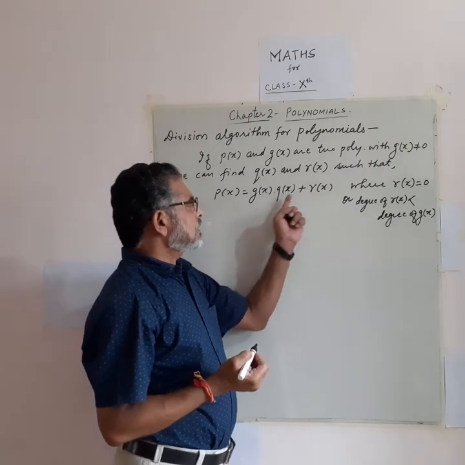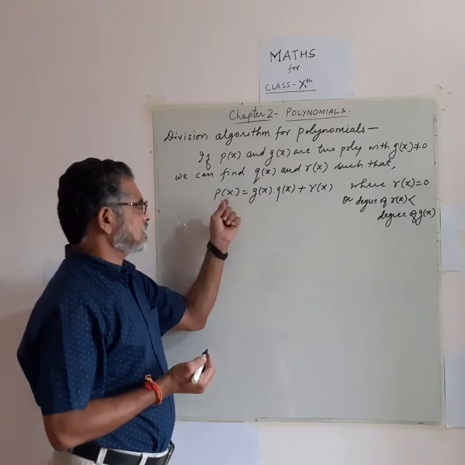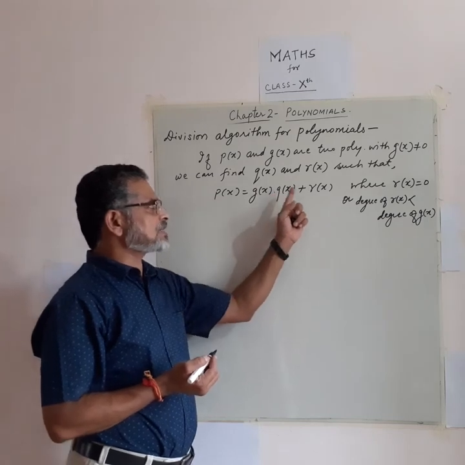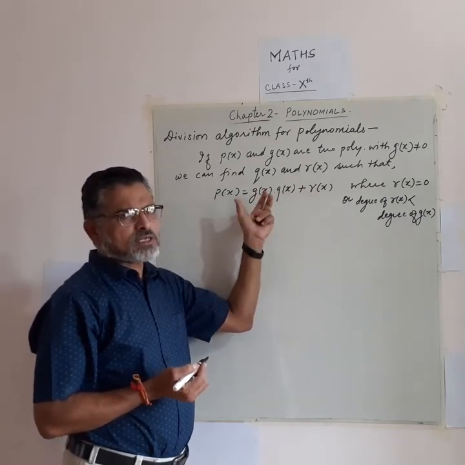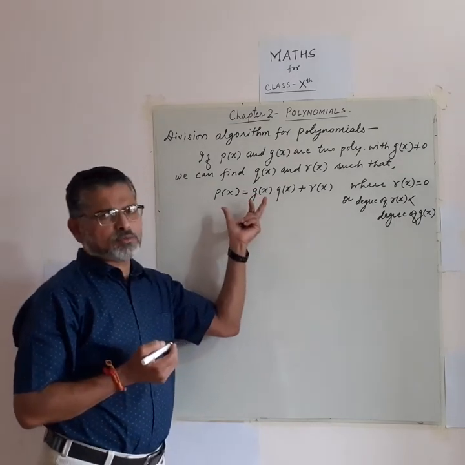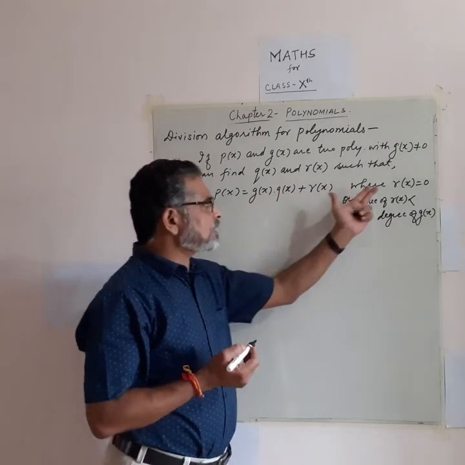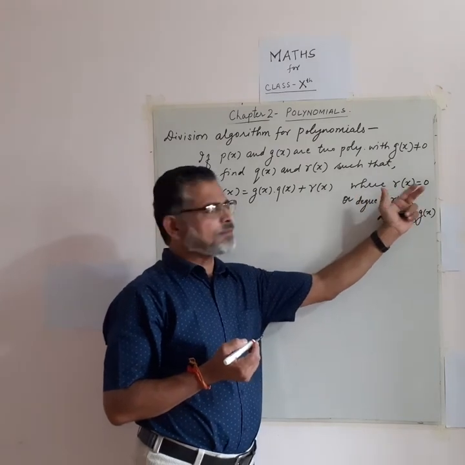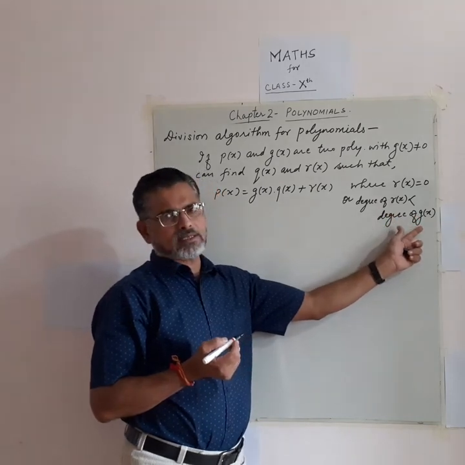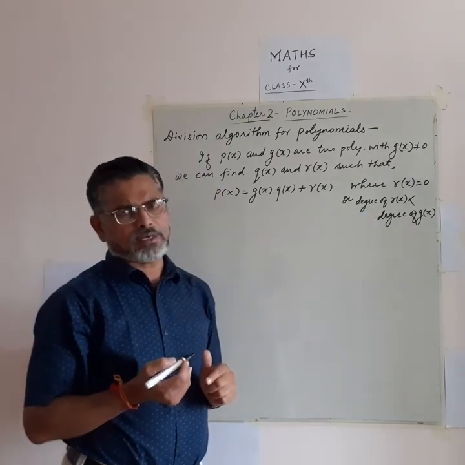Now if we compare with the previous algorithm, p(x) is the dividend, g(x) is the divisor, q(x) is the quotient and r(x) is the remainder. We are talking in terms of polynomials. हम यहाँ पर इनको polynomials के terms में बात कर रहे हैं, इसलिए ये polynomials होंगे. अब polynomials में remainder क्या होगा? r(x), ये 0 भी हो सकता है, या degree of r(x) is less than the degree of divisor. वहां पर हम value से compare करते हैं, यहाँ पर हम degree से compare करेंगे.